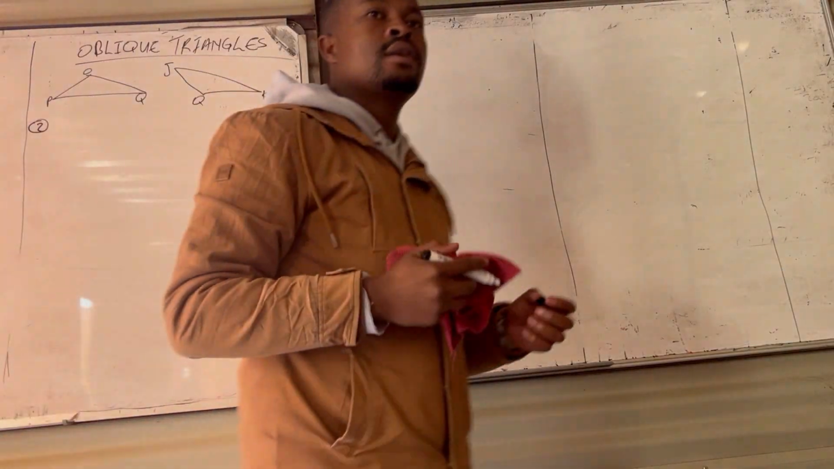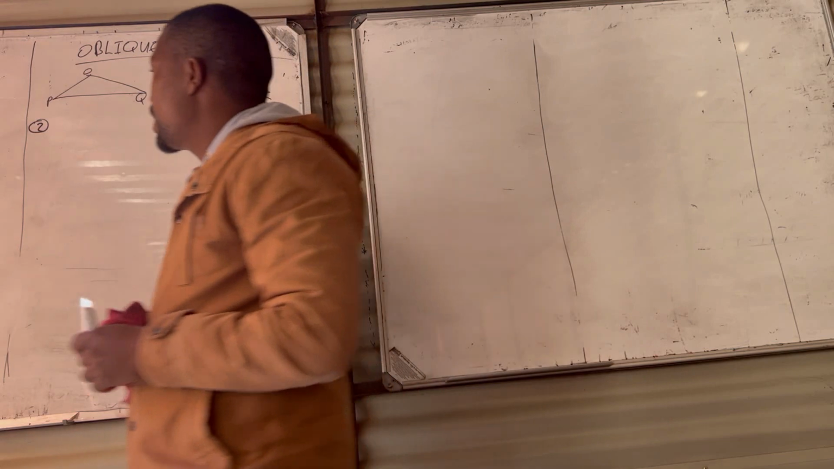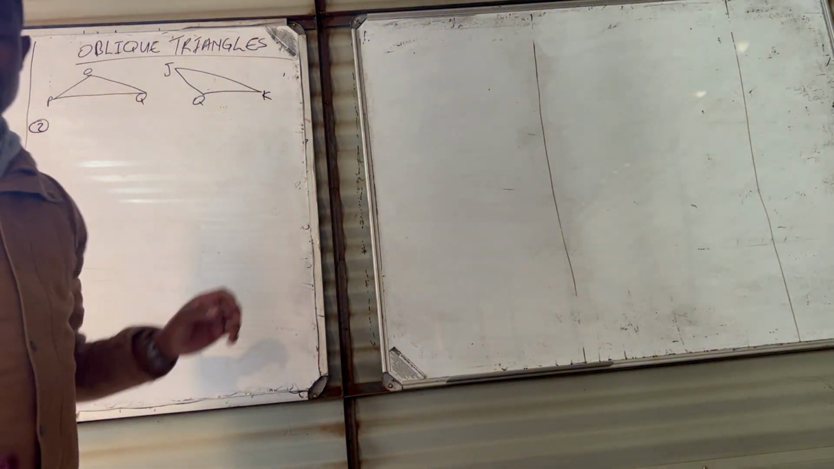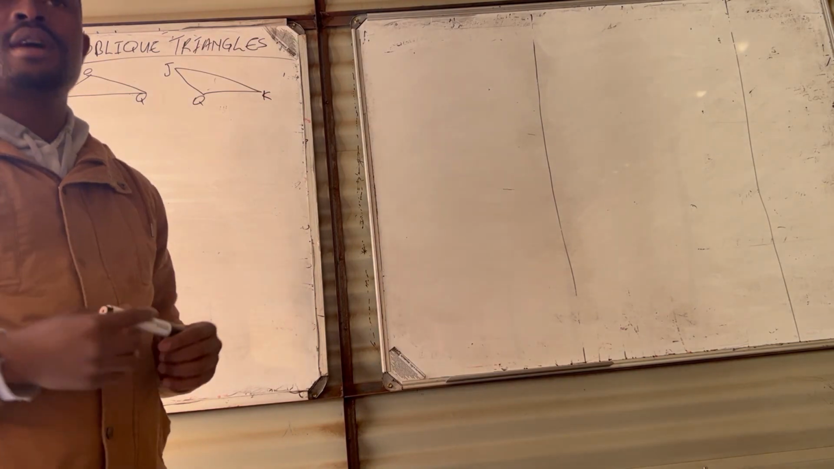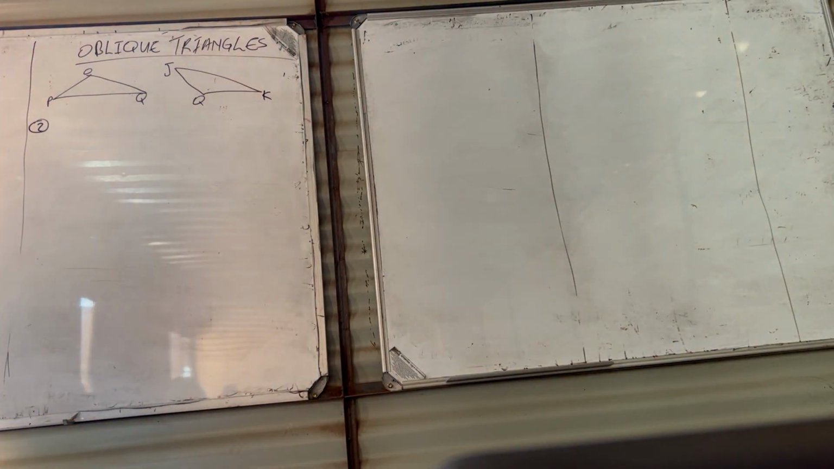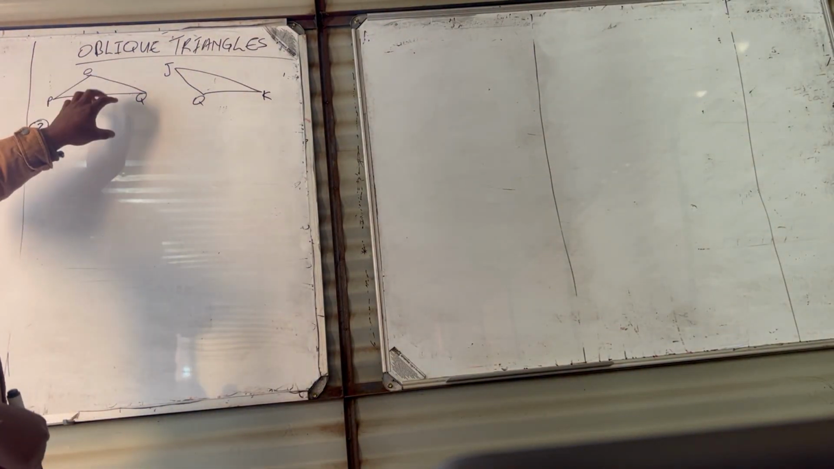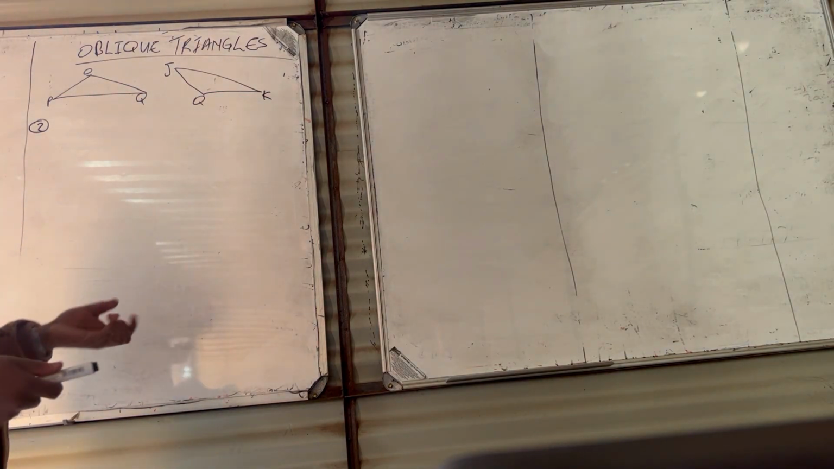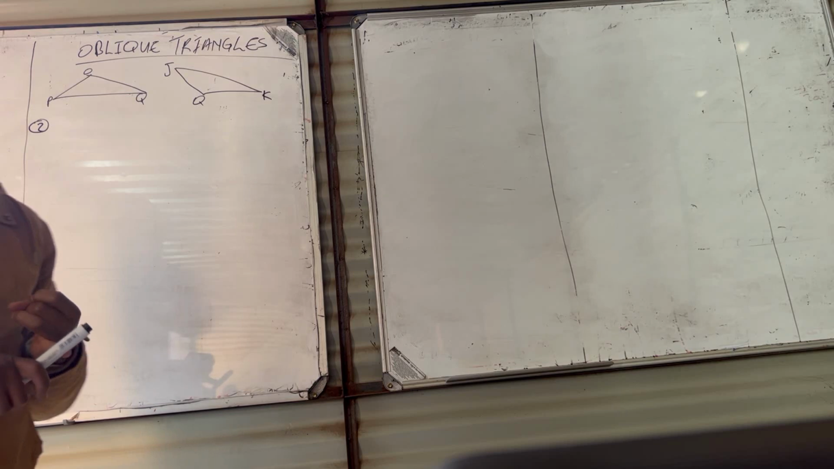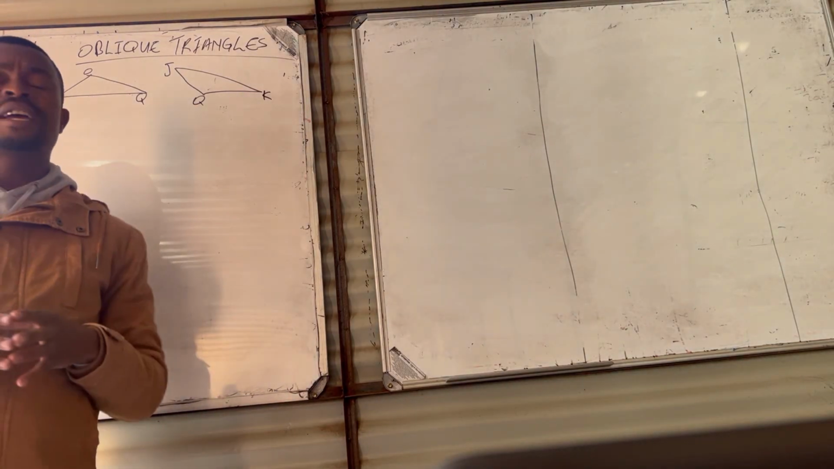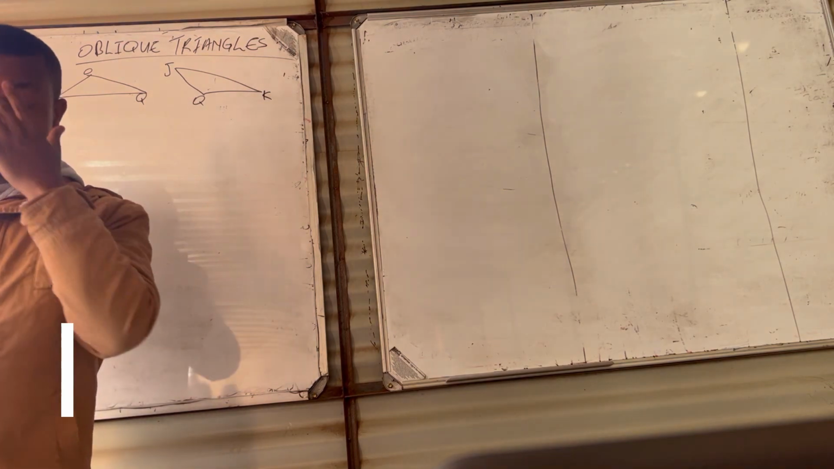Okay, good people. We go to the oblique triangles. The oblique triangles are those triangles that are not right-angled triangles. With right-angled triangles, we use Pythagoras theorem, trig ratios, and the area of a right-angled triangle, half base times height.